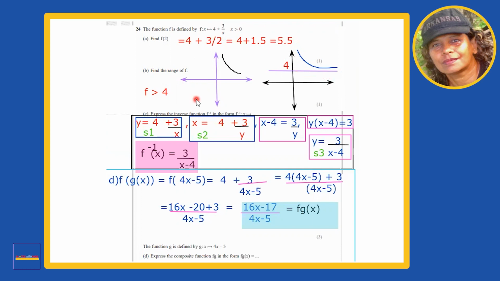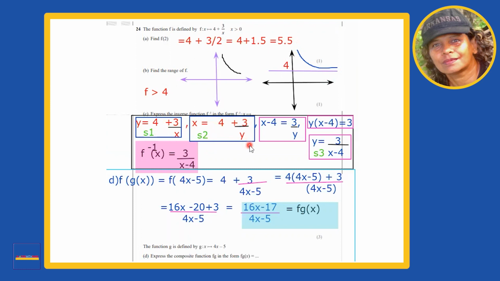Now let's look at part C. They say express the inverse function. For inverse functions, there are 4 steps. First, we let y be equal to the function. So y is equal to 4 plus 3 over x. Then our step 2 is we interchange x and y. So x is equal to 4 plus 3 over y.